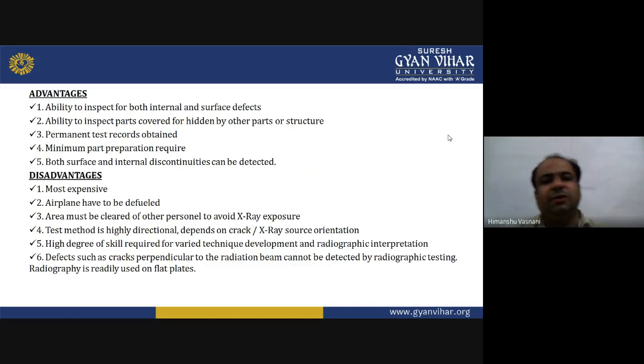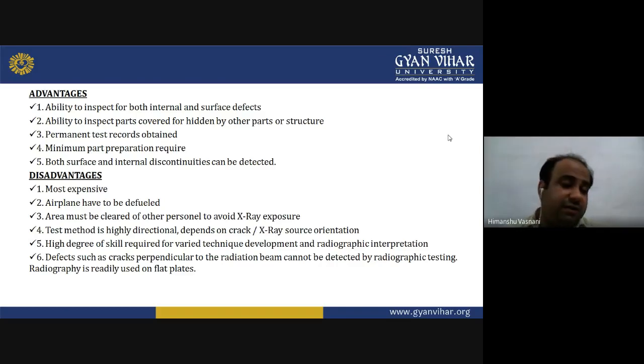The advantage is that it can be used to inspect both internal and surface defects. It has the ability to inspect parts hidden by other parts of the structure. Minimum part preparation is required. Permanent test records are obtained. Both surface and internal discontinuities can be detected.